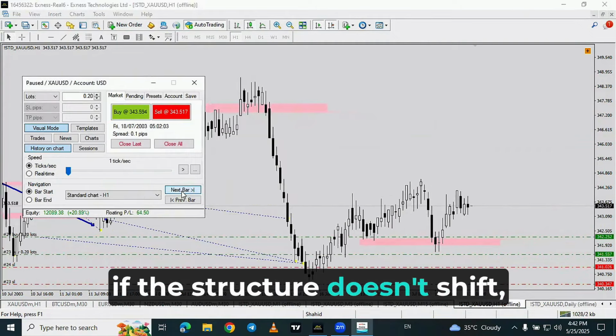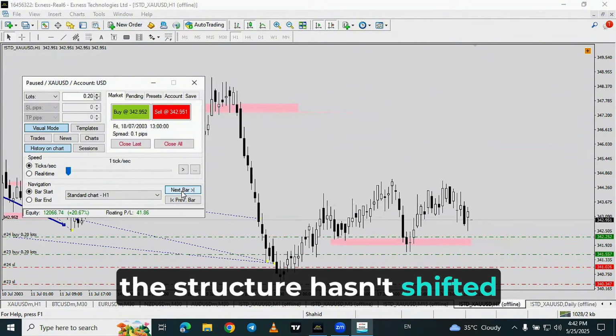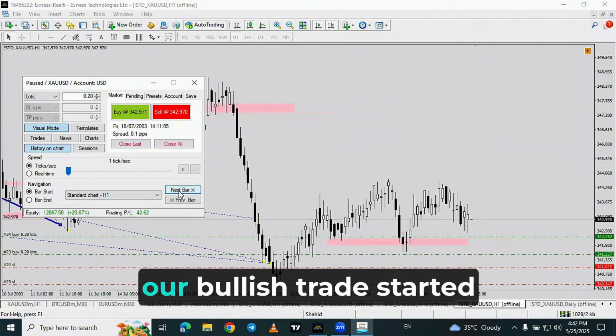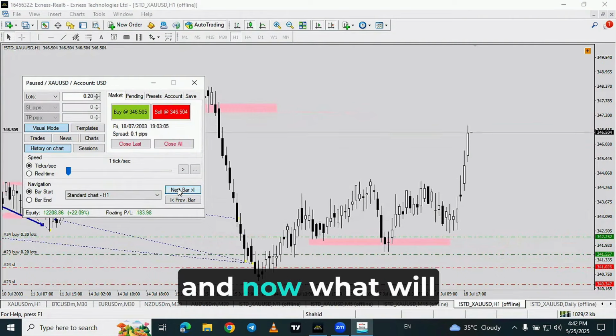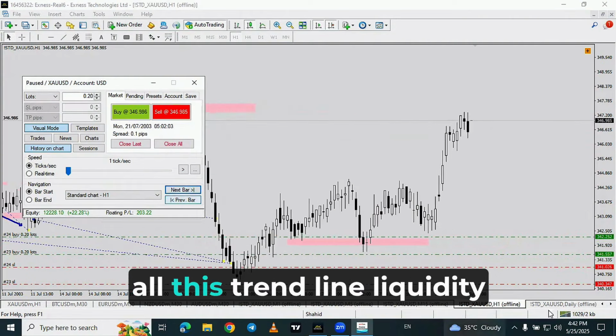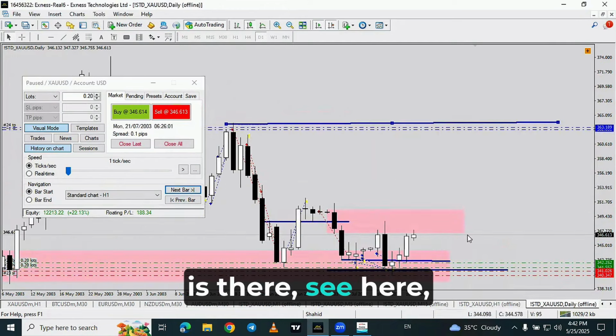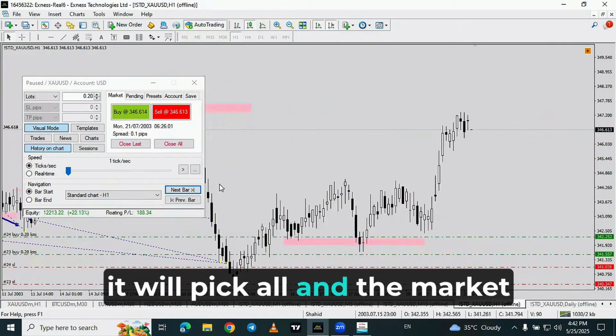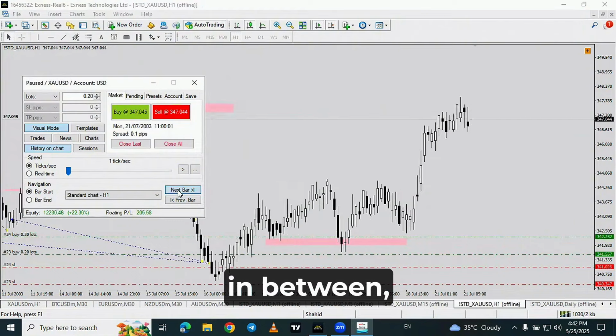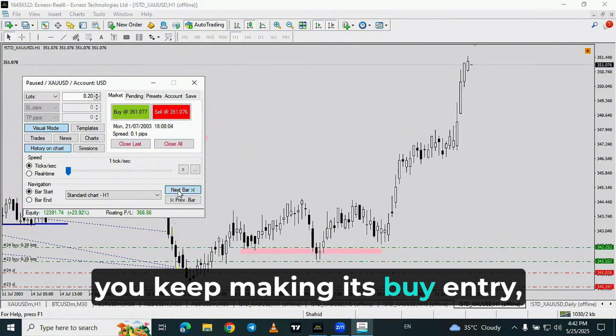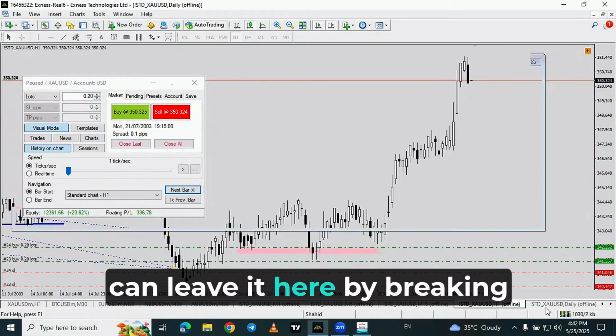If the structure doesn't shift, see here, the structure hasn't shifted. The market boom, bullish, our bullish trade started from below. And now what will happen in this? All this trend line liquidity is there. See here, it will pick all and the market will fall down. In between, you keep making its buy entry. Okay, you can leave it here by breaking even.